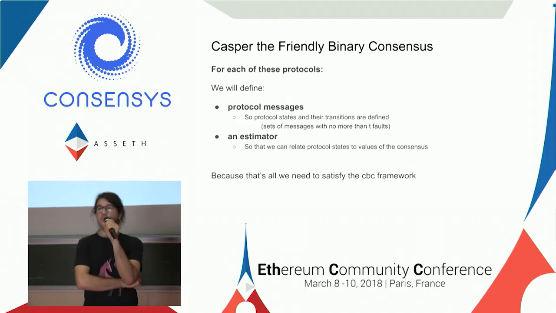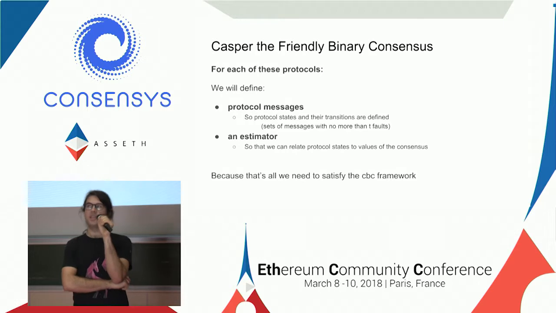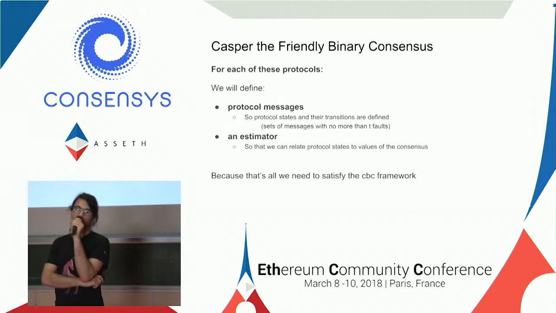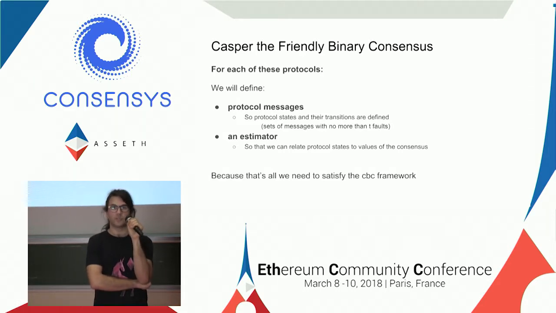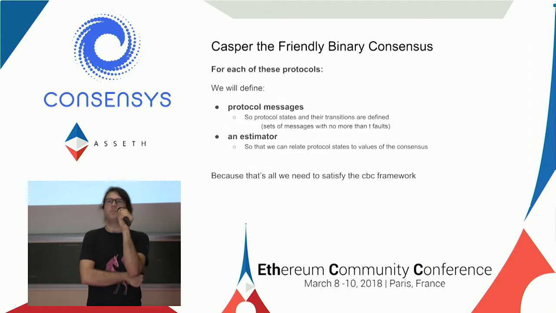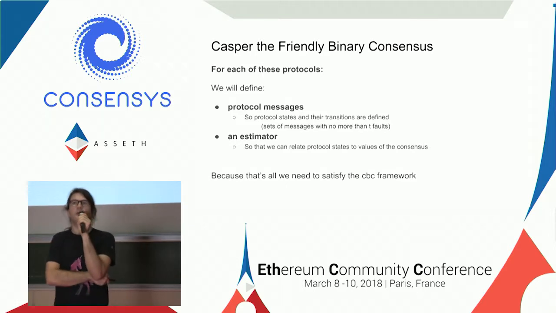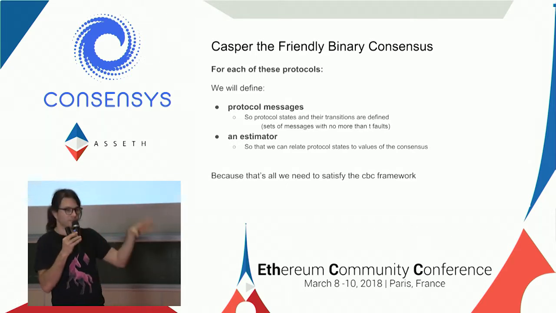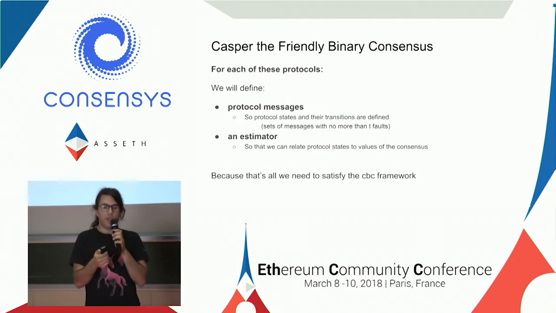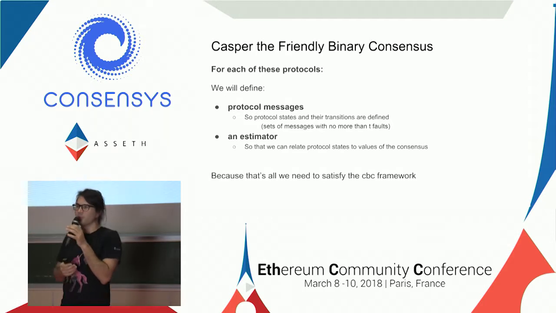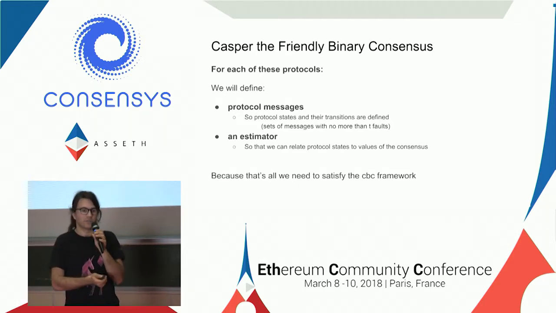For each of these protocols, what we're going to do is define the protocol messages and the estimator. That's pretty much it, because by defining what the messages are and what the estimator is, we basically give everything that wasn't specified already in the main piece of the proof. We're going to do this for the binary consensus, then the integer consensus, then the blockchain consensus, and then we'll talk about some other things before doing it for the sharded consensus, for the sharded blockchain.